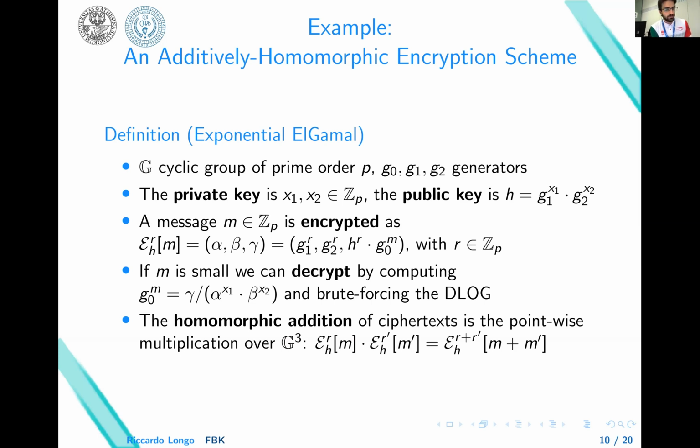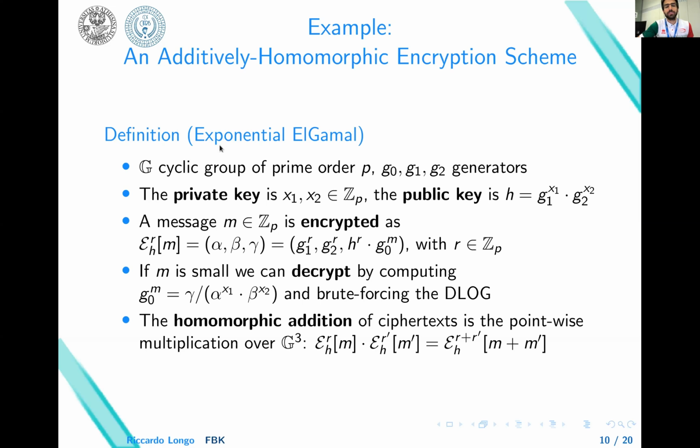To decrypt, we can compute G0 elevated to M, basically elevating alpha and beta to X1 and X2 respectively, that are part of the private key, and then dividing the third element of the ciphertext by this multiplication. But then we have to brute force the discrete logarithm of this value. Note that if we have small values as M, this brute forcing is easy.